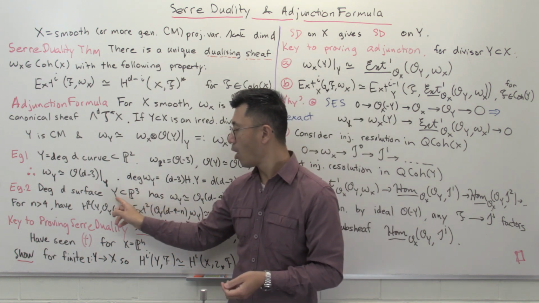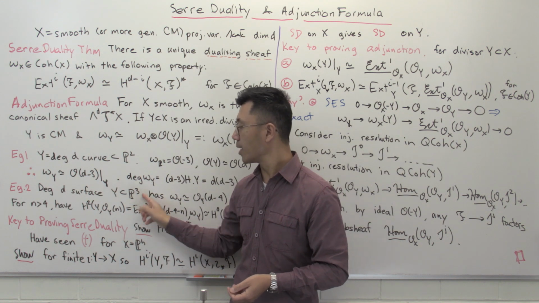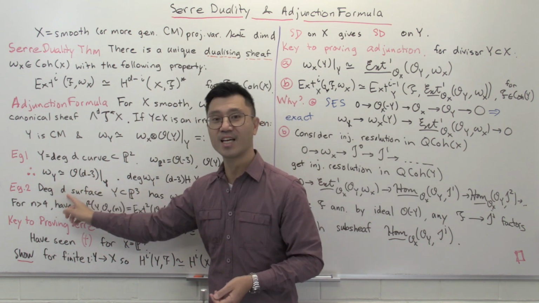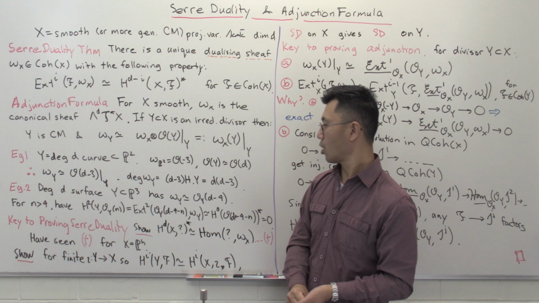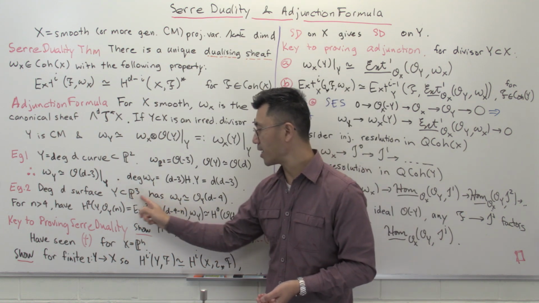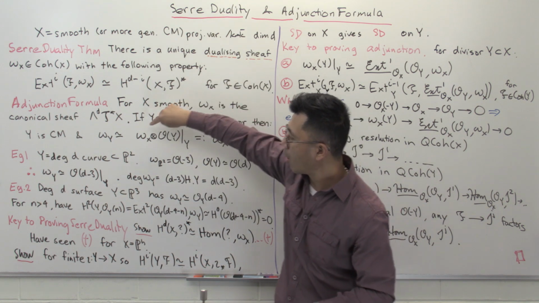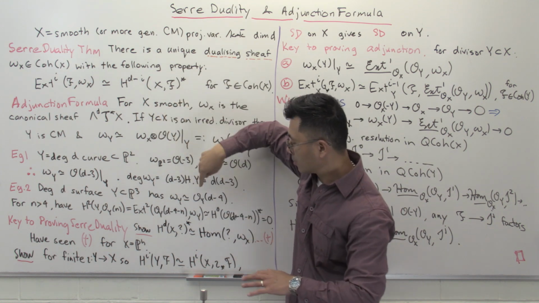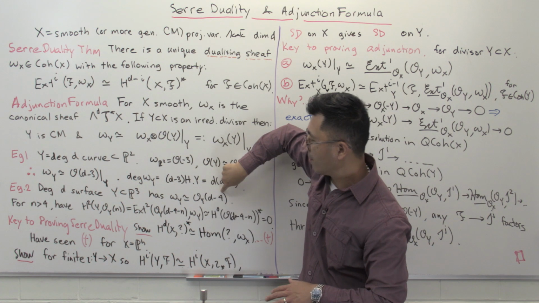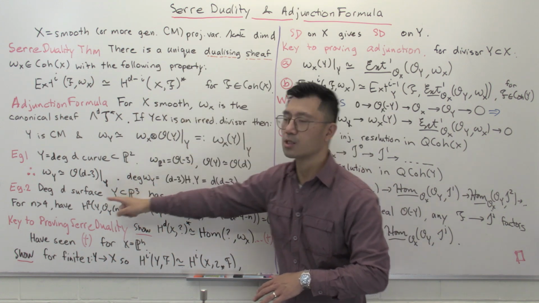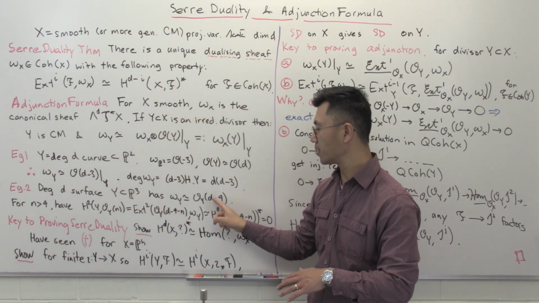Suppose now you have Y inside P3 is a divisor, which is a degree d surface. What happens in this case, if you have a degree d surface, then what's omega Y? We can use this formula again. So you need omega of the ambient P3. That's going to be O(-4). And then you have to twist that with O(Y). So this is degree d. So you have O_Y(d-4).